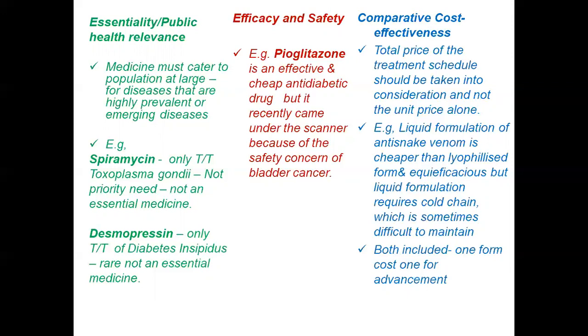But on the other hand, you have a drug like atenolol. Atenolol is a drug that is used for hypertension. Now, hypertension is very much prevalent in the community. So you know that the drug that is used for treating hypertension, like atenolol, is an essential medicine. Similarly, drugs for the treatment of tuberculosis. Tuberculosis is a disease which is very prevalent, especially in our country. So the drugs which are used for treating tuberculosis are included under essential medicines. So it should be based on public health relevance.